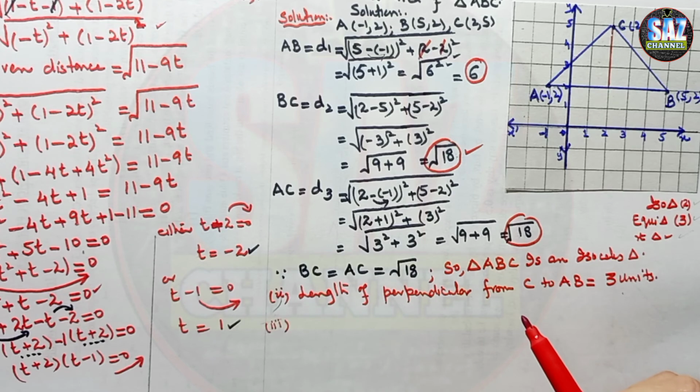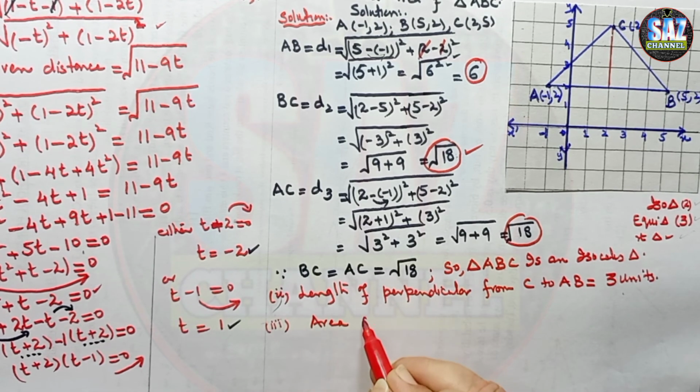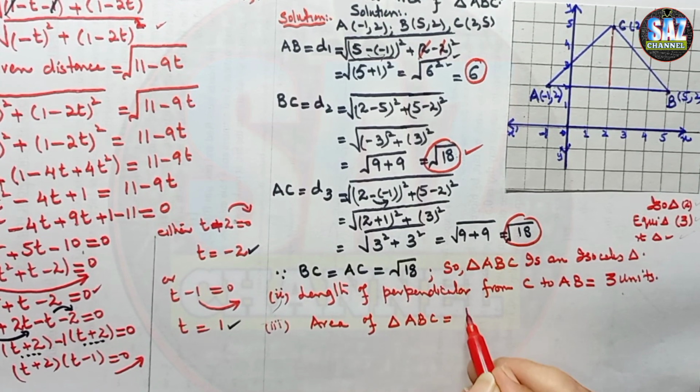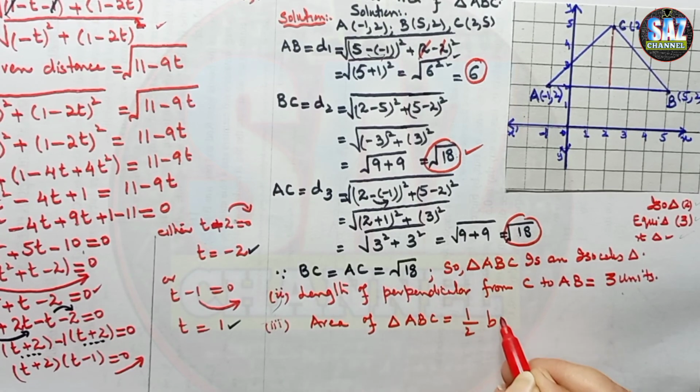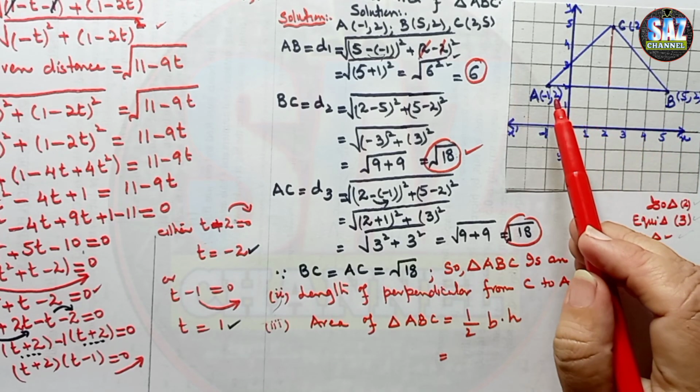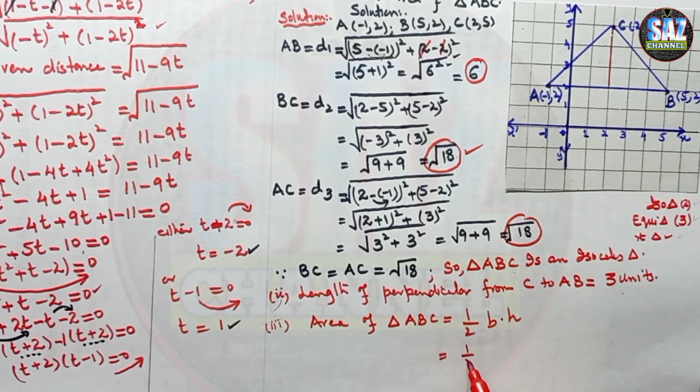And the third part is to find the area of triangle ABC. Area of triangle ABC equals half base multiplied by height, and base we already have calculated, that is AB, 1 by 2 into 6, and height is 3 units. Then 2 ones are 2 and 2 threes are 6, and 3 multiplied by 3 will give me 9, and as this is the area, I have to put the unit square.